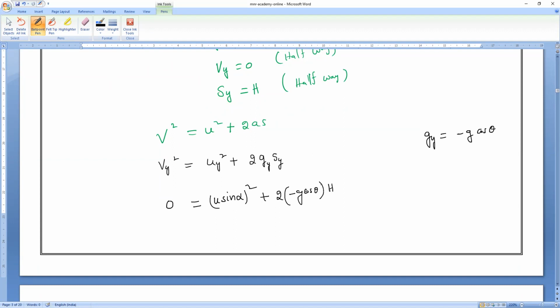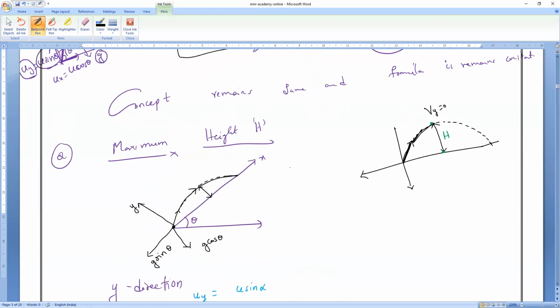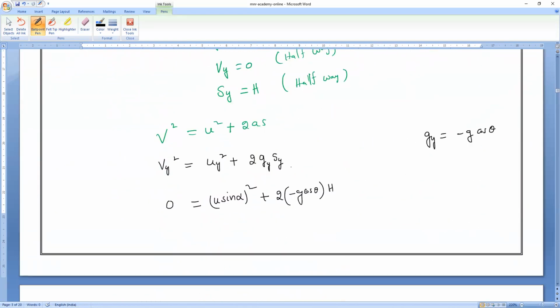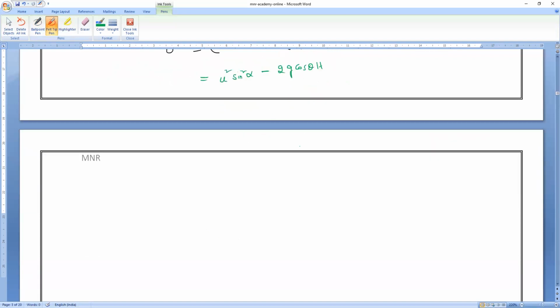Minus g cos theta. Displacement in the y direction is H, and acceleration in the y direction is minus g cos theta. So using the formula, (u sin alpha) whole square, the final velocity squared minus u sin alpha squared equals 2 times minus g cos theta times H. Bring that to this side. It becomes 2g cos theta H equals u square sin square alpha.